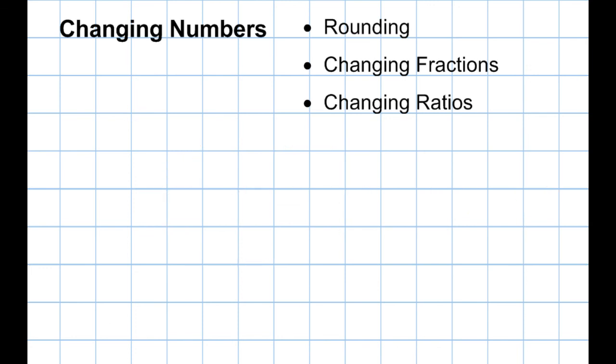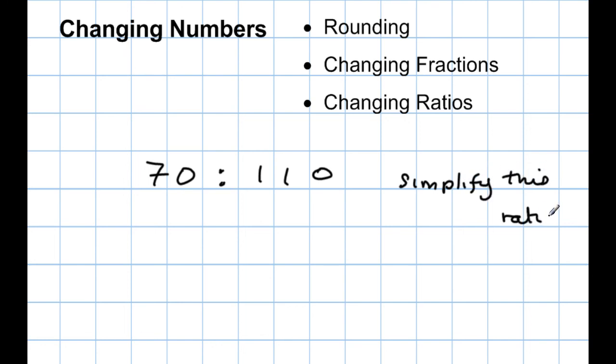Now, finally changing numbers, we'll look at ratios. Let's say we had the ratio 70 to 110. You might be asked to simplify this ratio. How do we do that? Well, we look for a common factor, a whole number that will divide exactly into both. In fact, we look for the largest one. 10 will divide into both to give us 7 to 11. Yep, 70 to 110 simplifies as 7 to 11.